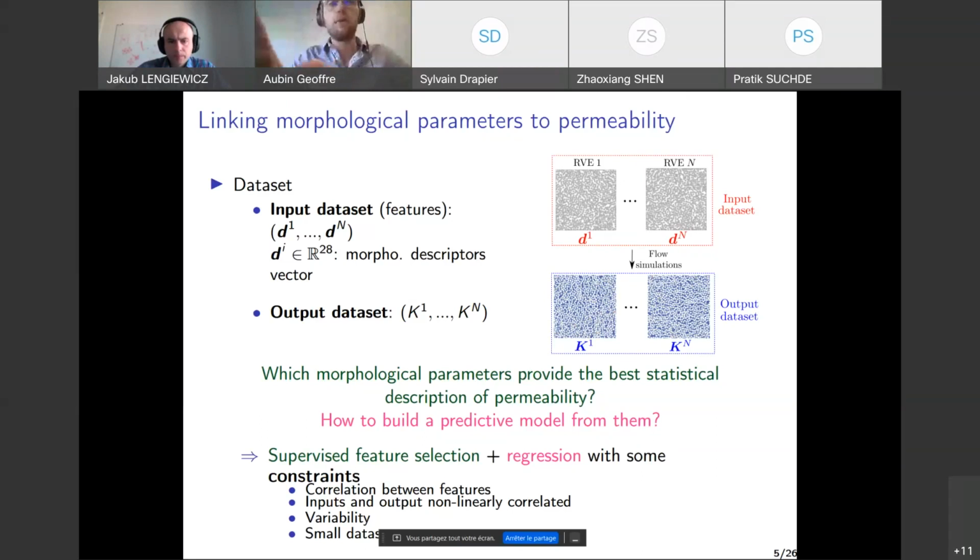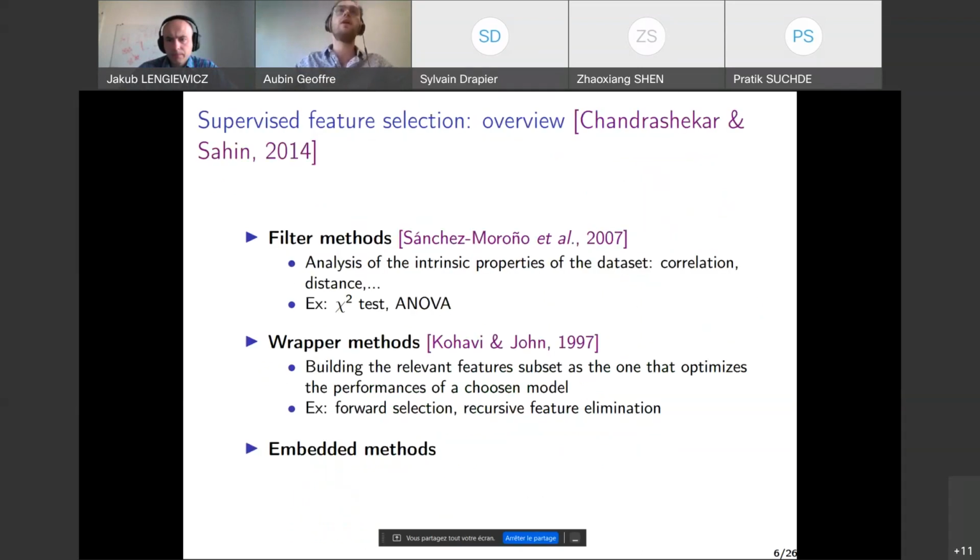So in the end, the problem that I'm describing here is quite general and can be encountered in several applications, such as biomechanics or material science and so on. So I will try to give an overview of supervised feature selection techniques, and then I will explain the selected technique.